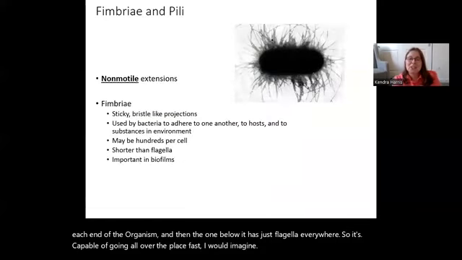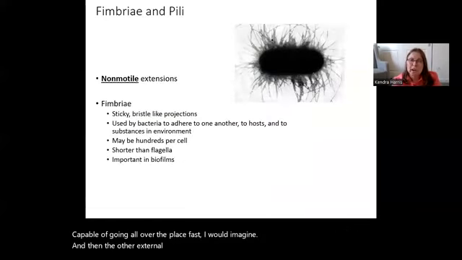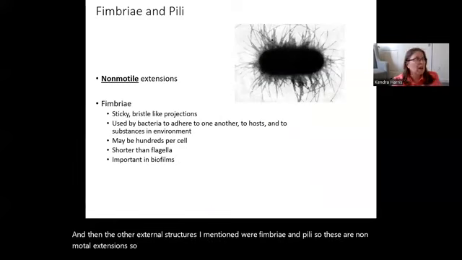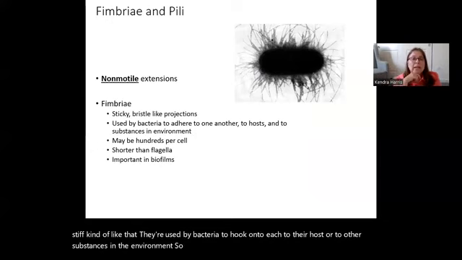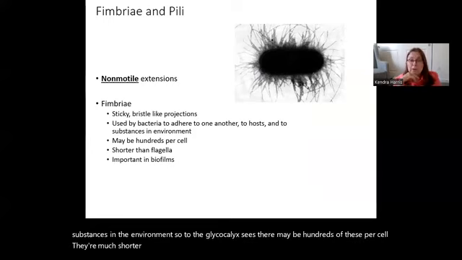And then the other external structures I mentioned were fimbriae and pili. These are non-motile extensions. Fimbriae are like bristles. If you think of a hairbrush, they're stiff, kind of like that. They're used by bacteria to hook onto each other, to their host, or to other substances in the environment. So similar to the glycocalyces. There may be hundreds of these per cell. They're much shorter than flagella, and they are important in biofilms.